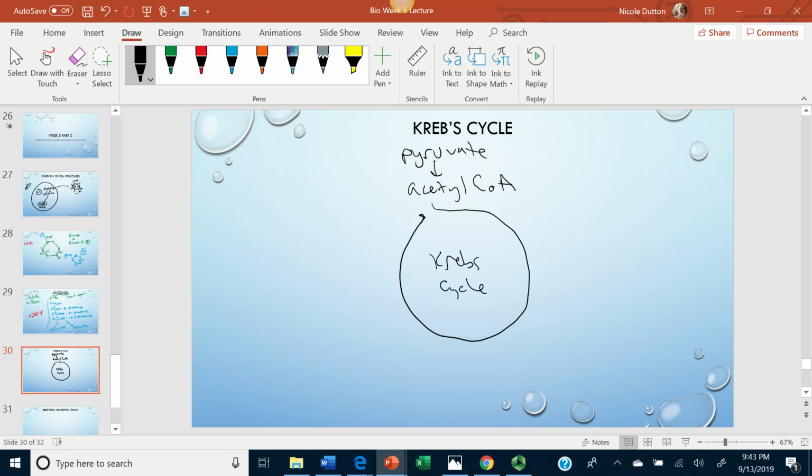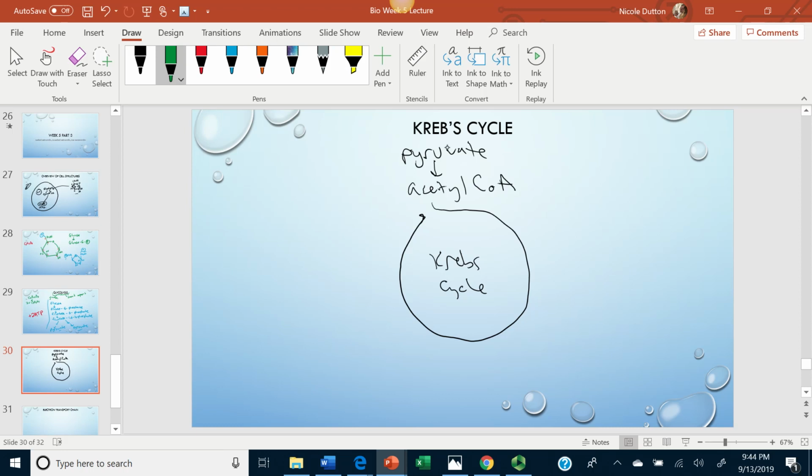So pyruvate, acetyl-CoA, and then acetyl-CoA combines in with the Krebs cycle. Now there's 8 separate enzymatic reactions, but just like with electron transport chain, I'm not going to make you memorize any of them. So oxaloacetate is going to combine with acetyl-CoA to produce citrate, and then from citrate we produce a whole bunch of other stuff. We kind of go through the cycle, and this just continues to go around. But what is important is what's given off by the Krebs cycle.